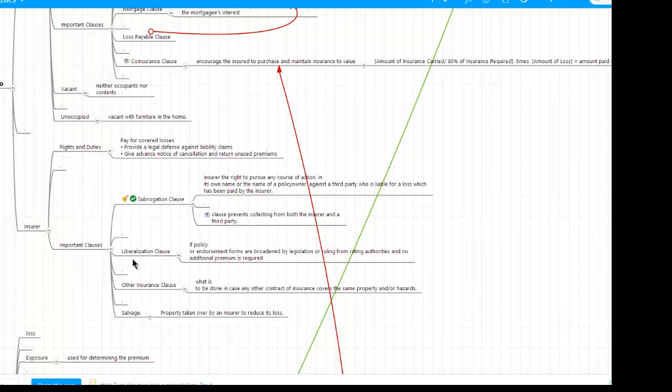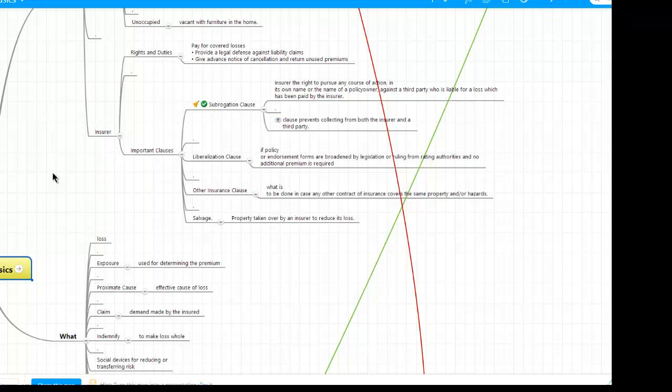A liberalization clause means that if there's a general broadening or an addition of endorsements or some sort of advantage added, and they didn't charge any increase in premium to one group of people, they can't do it to the other. Other insurance clauses address what is to be done when several contracts cover the same property. Who's first? And then finally, salvage. The insurer has the right, after paying for the loss, to see what can be done with the salvage.